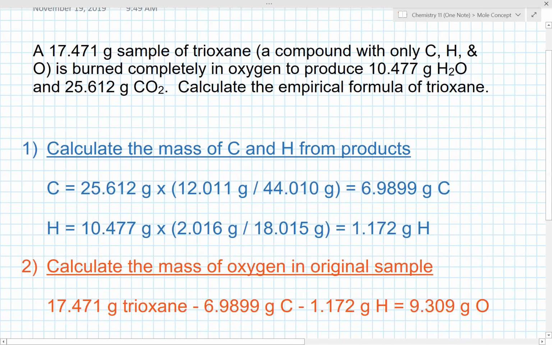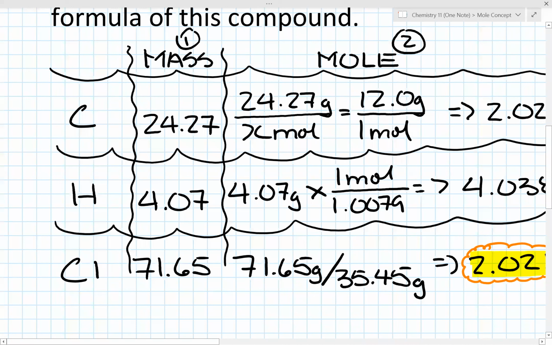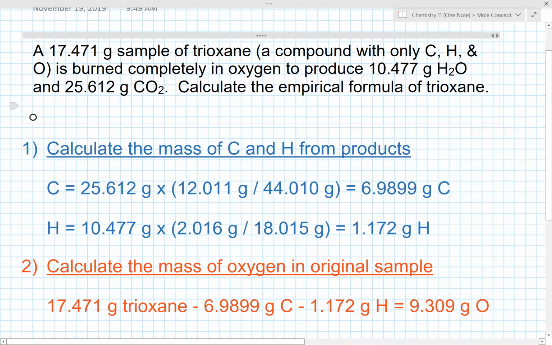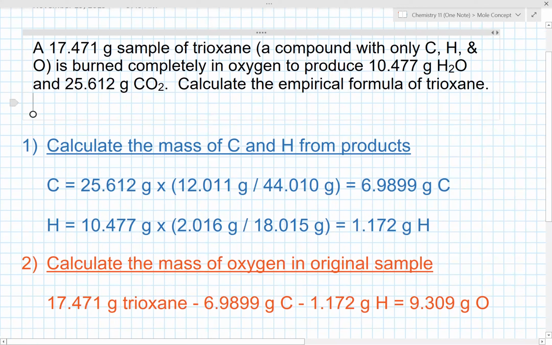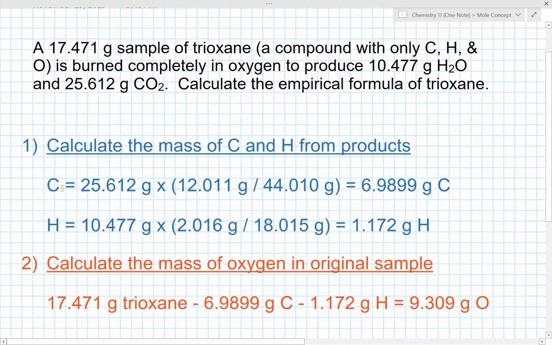Now, when you first look at this question, you might say, how am I supposed to do that? I don't know the mass. So because I don't know the mass, how can I start this? So what you can do is take a look. It says, calculate the mass of carbon and hydrogen from the products. So in this case, what you have is carbon.